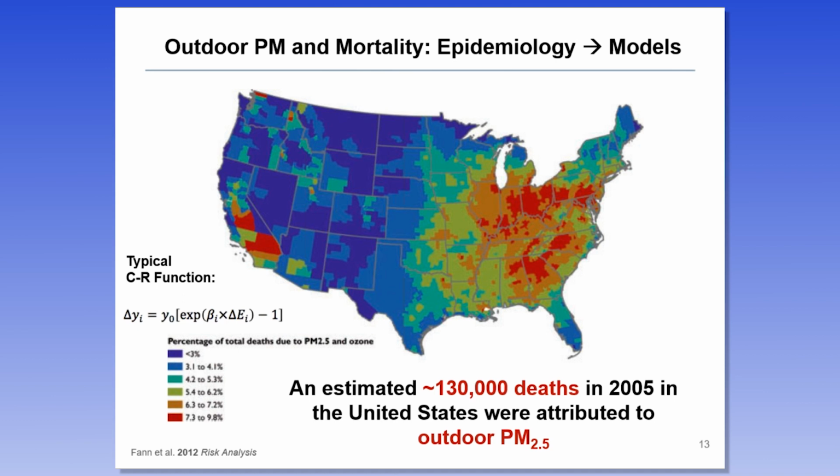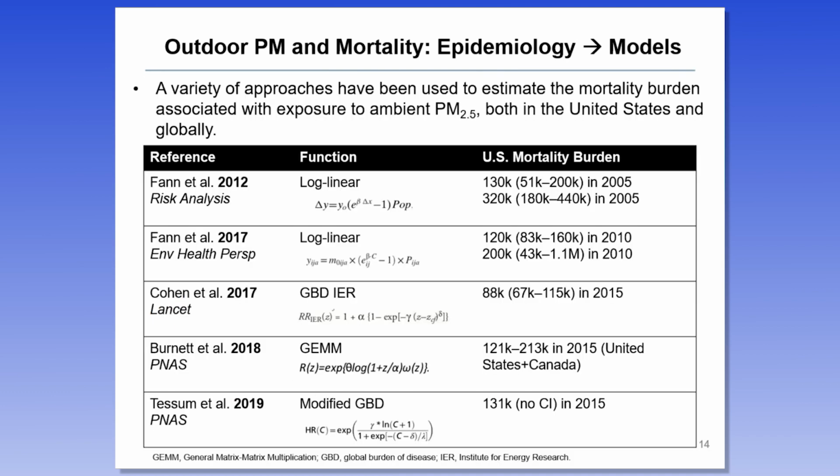By doing this, and using data for the year 2005, for example, researchers at EPA in 2012 estimated that about 130,000 deaths in the United States were attributed to outdoor PM2.5 exposure. There have actually been a number of studies that have tried this sort of thing using a variety of approaches, where you're linking epidemiology studies with models, both air quality models and measurements, and then these concentration or exposure response models to estimate the mortality burden associated with exposure to outdoor PM2.5, both in the United States and globally. This is just a snapshot of recent efforts here. There are a few more out there, but these are highly relevant to our work.